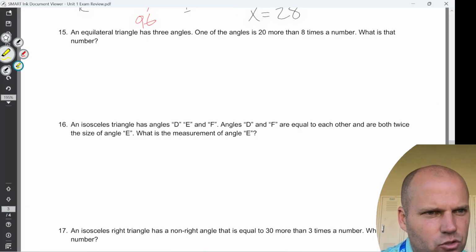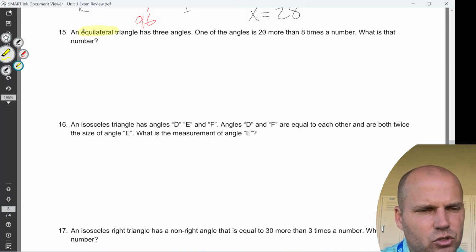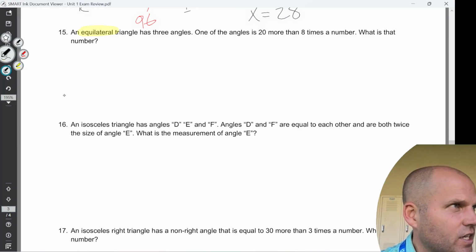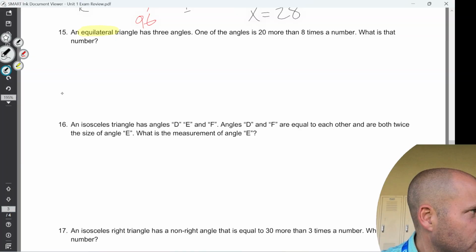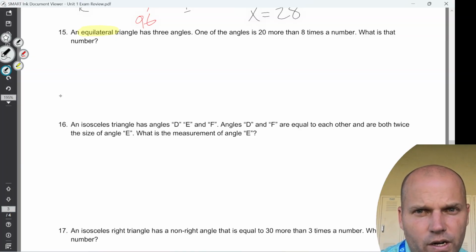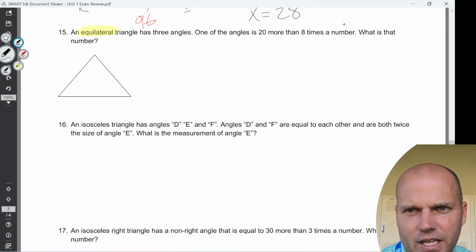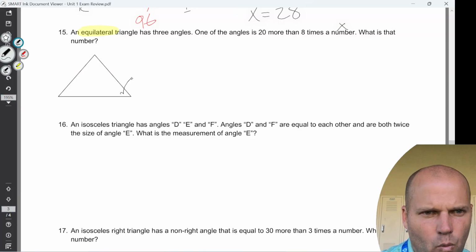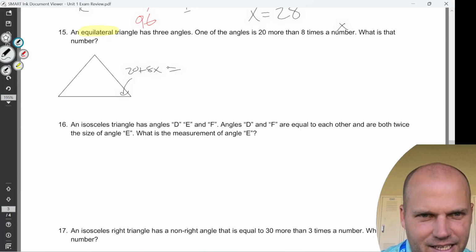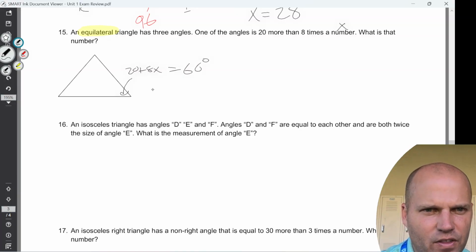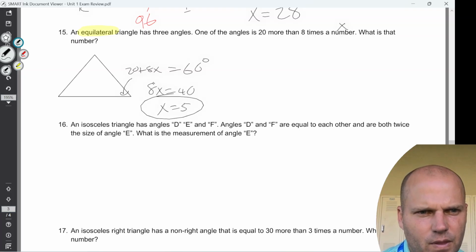15, an equilateral triangle. What does it mean to be an equilateral triangle? All the angles and the sides are the same. All the angles are 60 degrees. One of the angles is 20 more than 8 times a number. Well, I don't know what that number is, so I'm going to call it X. One of the angles, 20 more than 8x, has to equal 60 degrees. That's how we find the number. 8x has to equal 40, x has to equal 5.